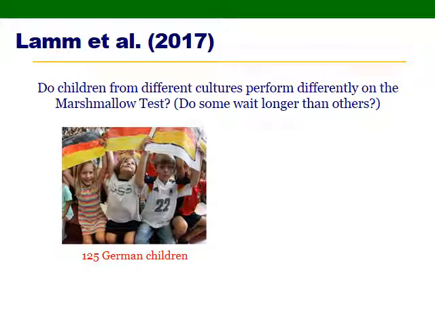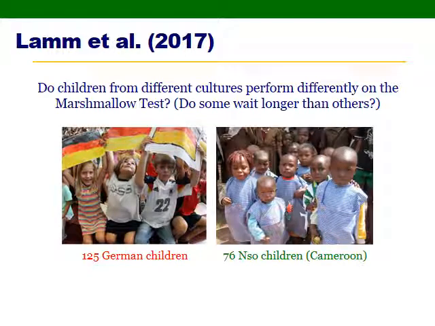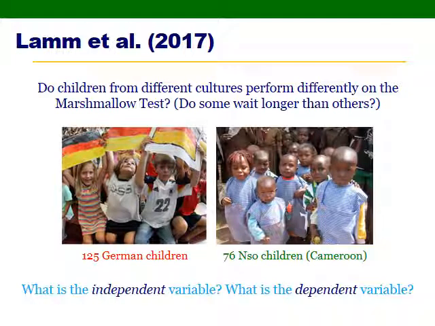One group consisted of 125 children who were born and raised in Germany. The other group consisted of 76 children who were around the same age but grew up and lived in Cameroon and in a culture called the Nso culture. So these are going to be our 2 groups here. We have 125 German children in group 1, 76 Nso children in group 2. Our independent variable would be which culture, German or Cameroon, the children grew up in.